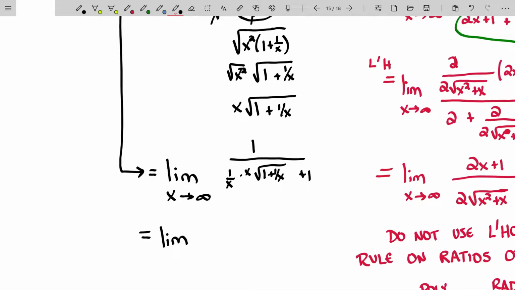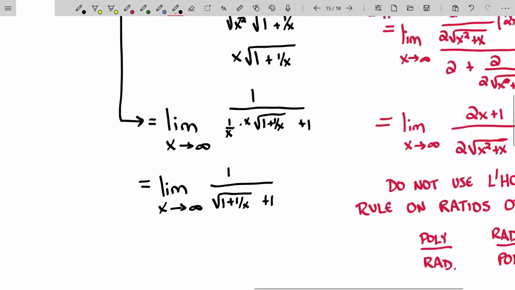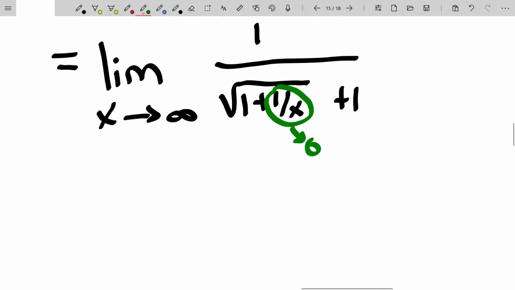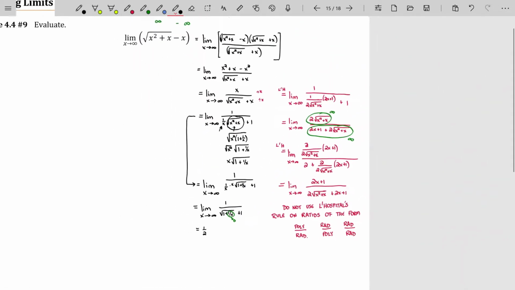Equals the limit as x goes to infinity of 1 over square root 1 plus 1 over x, and then plus 1. And now you can allow x to go to infinity. And that 1 over x will tend to 0. So you have 1 over root 1 plus 1, or in other words, 1/2. And that is what this limit becomes, a 1/2. I didn't need to use L'Hopital's rule here.